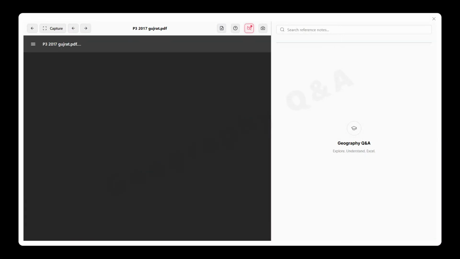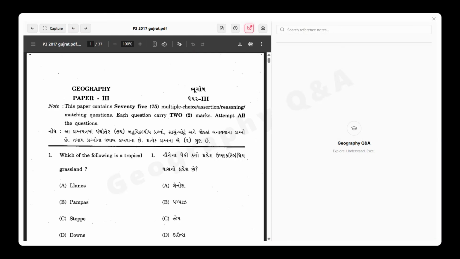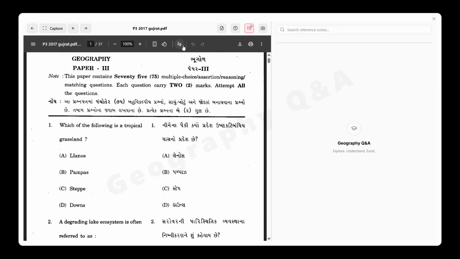Welcome everyone. Today I'll discuss the Gujarat SET Paper 3 2017 question paper on geography. The questions are like: which of the following is a tropical grassland? Llanos, Pampas, Steppe and Downs. So there are four options.